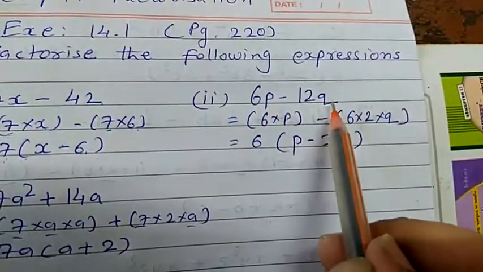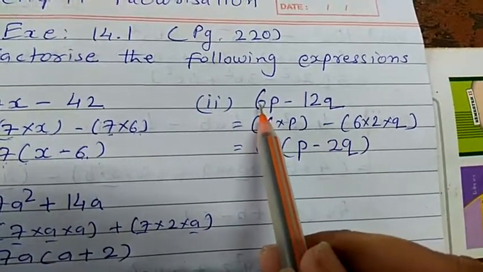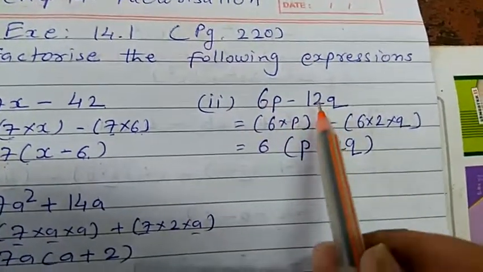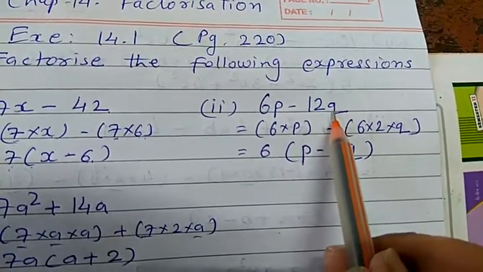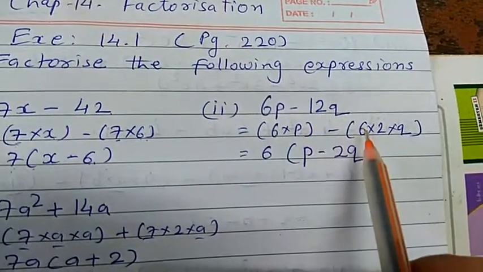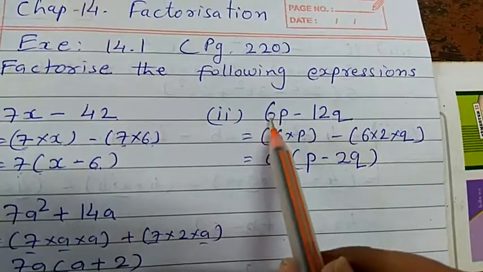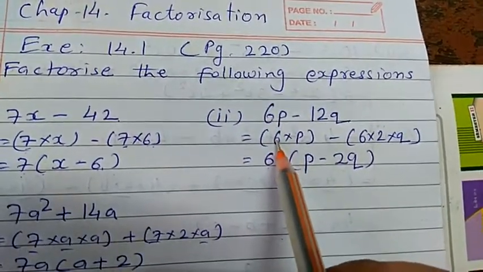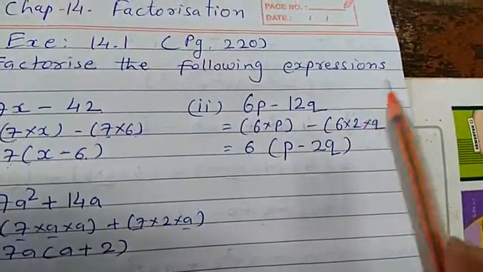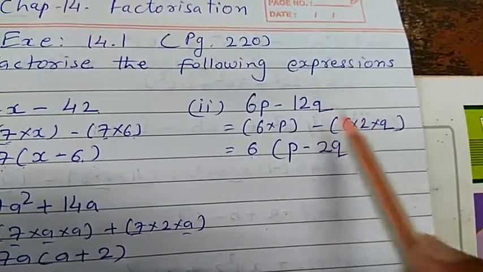Now see number 2, 6p minus 12q. Here we can find more than two factors, like of 6: 6 ones are 6, 2 threes are 6, right? And the second term is 12q. So when we take 6 ones are 6 and 6 twos are 12, it will be easy for us to take a common, right students? So we write 6p as 6 into p, and 12q as 6 into 2 into q.